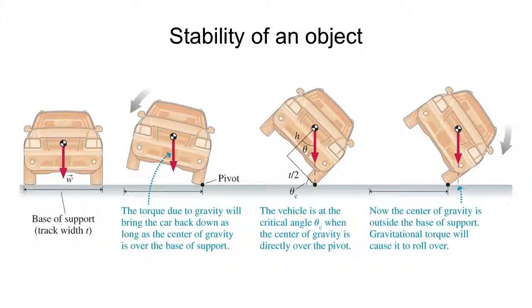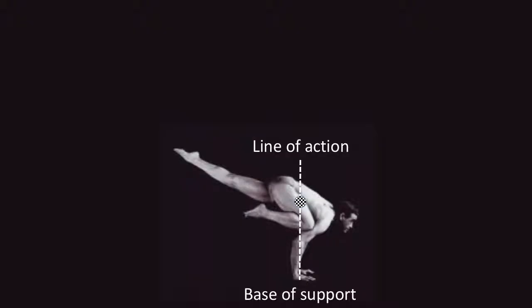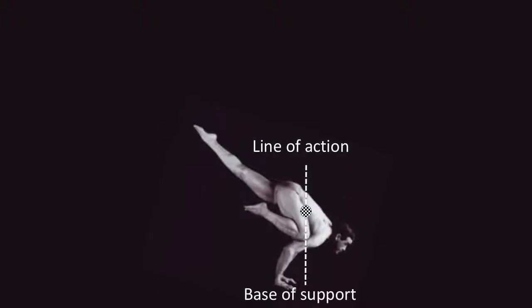And coming back to this last picture, we all said this, that there's this thing called the line of action, which is basically the same as in your torque problems. And if that center of mass comes forward of the base of support, this person does a face plant.